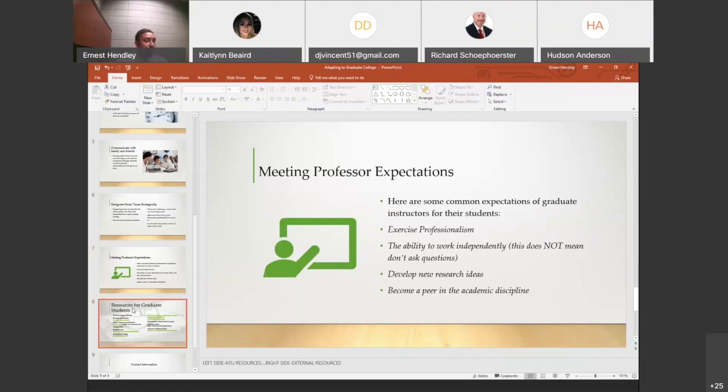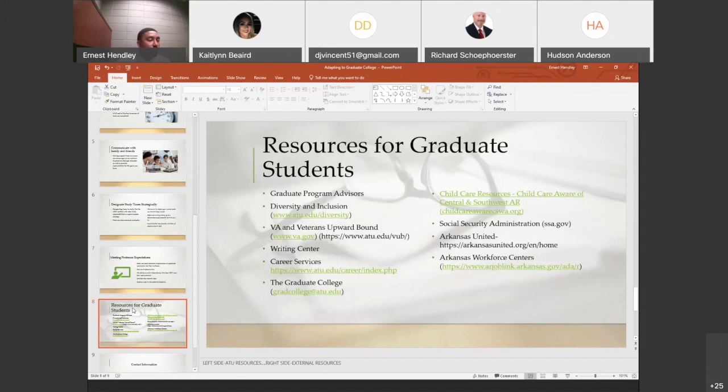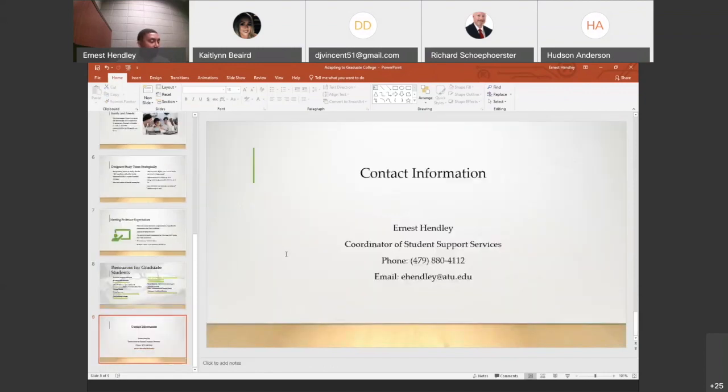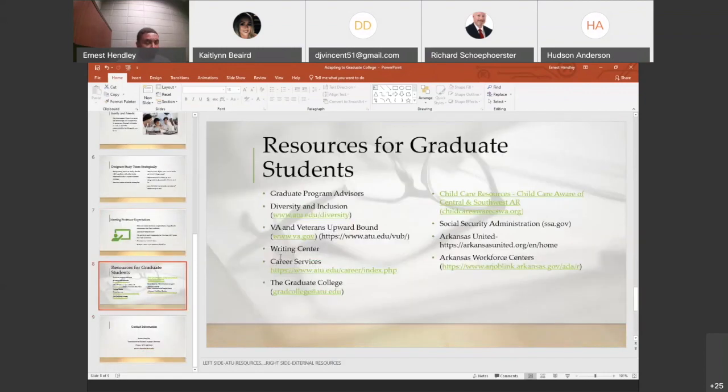And then real quickly, I'm putting here some resources for all of you. Some of the most common resources, and this is not an all-encompassing list, but it gives you an idea of some resources that we have here. On the left, we have some on-campus resources, obviously the graduate program advisors and the graduate college staff, such as myself, are a resource. We have a diversity inclusion office for anybody that's a veteran and wants to know more about the Veteran Upward Bound program. We have the Writing Center.